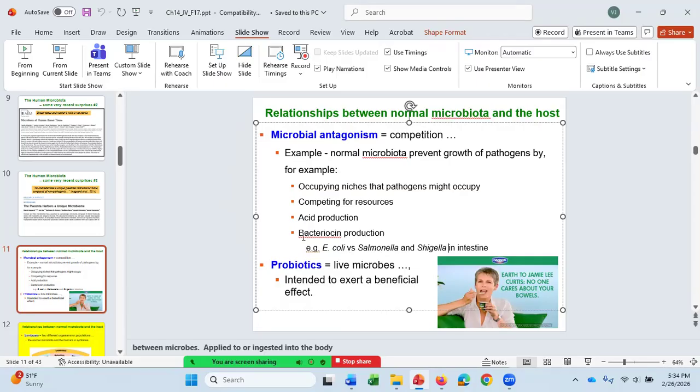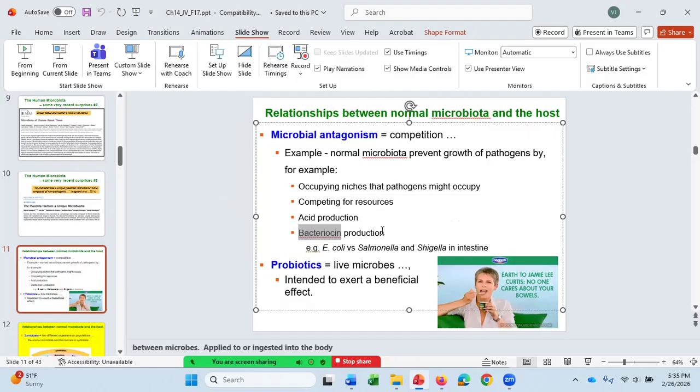Any question about bacteriocins? Oh, and I have found an article discussing that bacteriocins were being used experimentally to treat certain diseases in a patient. So they are being used today experimentally, but they're not used routinely. Any question about microbial antagonism?